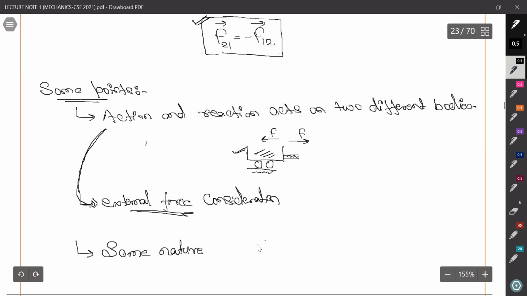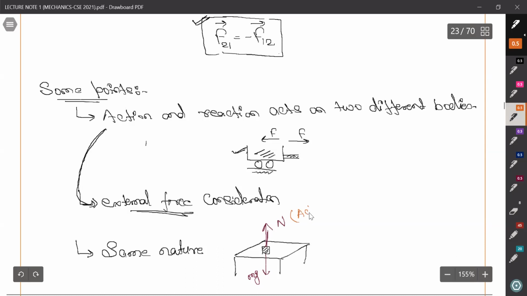Suppose this is the table and this block is there, and if we draw the force diagram, or what we say free body diagram, we will get a normal reaction and mg. So suppose if we define normal as action number 1, can we say that mg is its reaction? No.